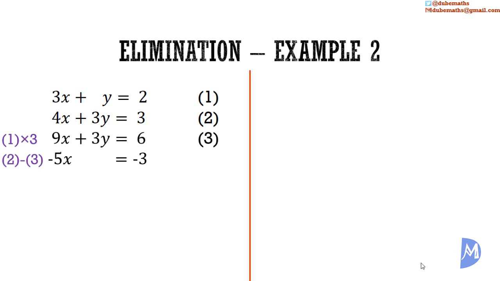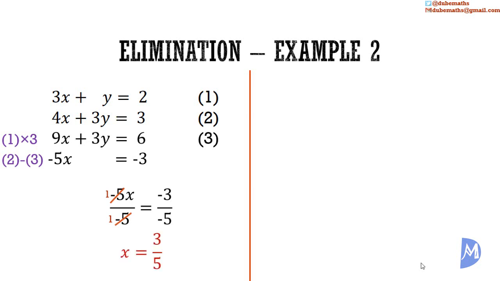Solving for x, dividing both sides by negative 5. Negative 5's cancel. Negative 3 divided by negative 5. 3 divided by 5 is 3 over 5. And a negative divided by a negative is a positive. x is equal to 3 over 5.